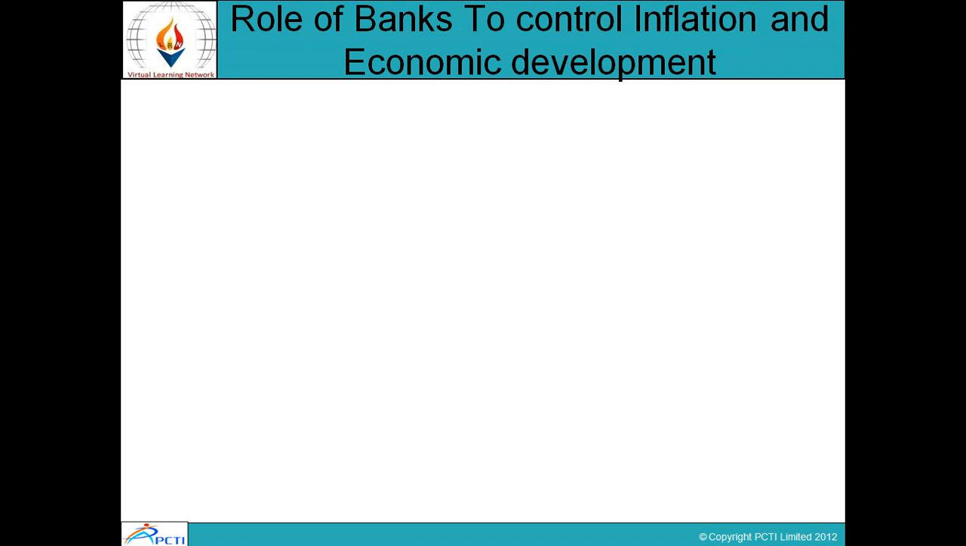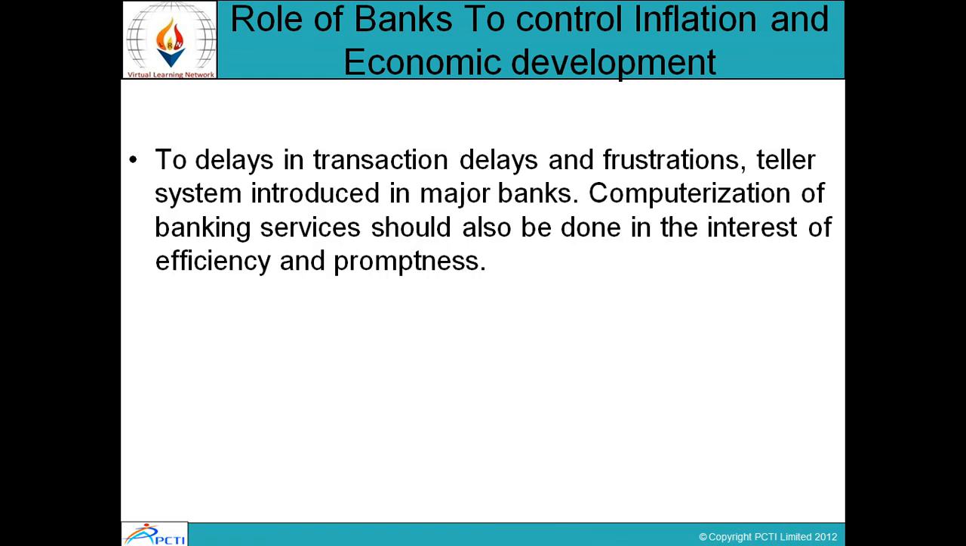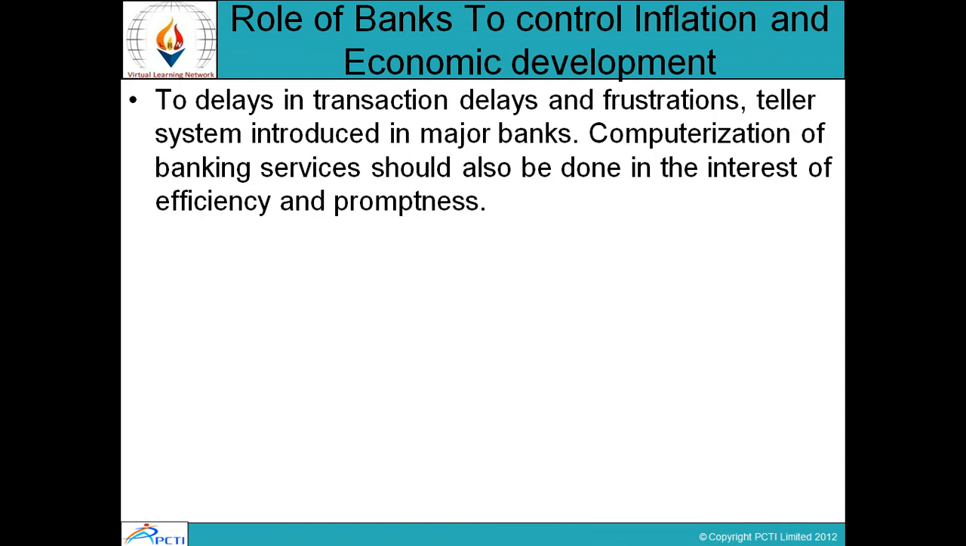Role of banks to control inflation and economic development. To reduce transaction delays and frustrations, teller system should be introduced in major banks. Computerization of banking services should also be done in the interest of efficiency and promptness.